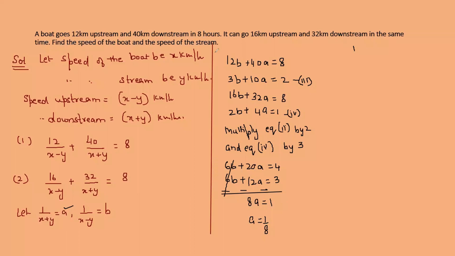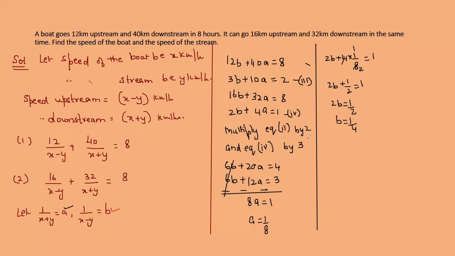Now let's get the value of b. I'm substituting in the fourth equation. 2b plus 4 into 1 by 8 equals 1. 2b plus 1 by 2 equals 1. 2b equals 1 by 2. b equals 1 by 4. But the job is still not over. We have to get the value of x and y.